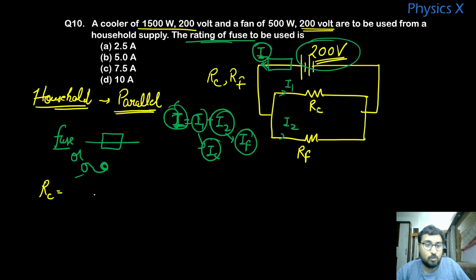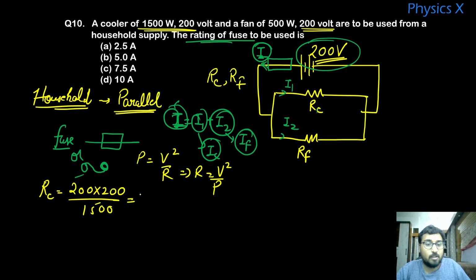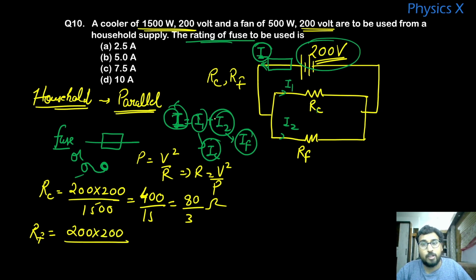So the resistance of the cooler is what? We know that power is equal to V square by R, or I can write R is equal to V square by P. So RC is voltage square, that is 200 into 200 by 1500, which is 400 by 15, and this is nothing but 80 by 3 ohms. Similarly, for the fan, I can write 200 into 200, and the wattage is 500. So this is what?